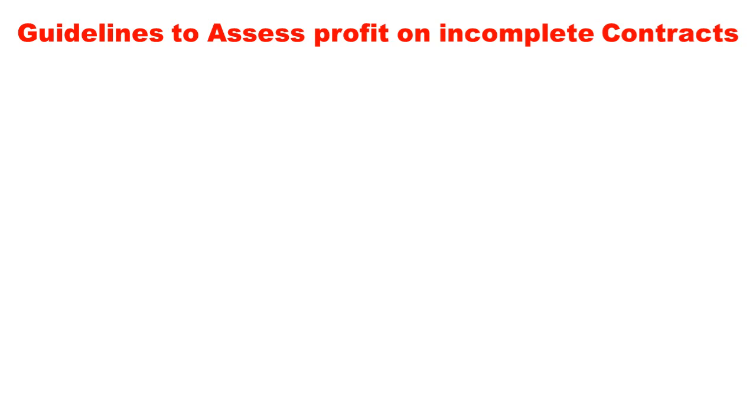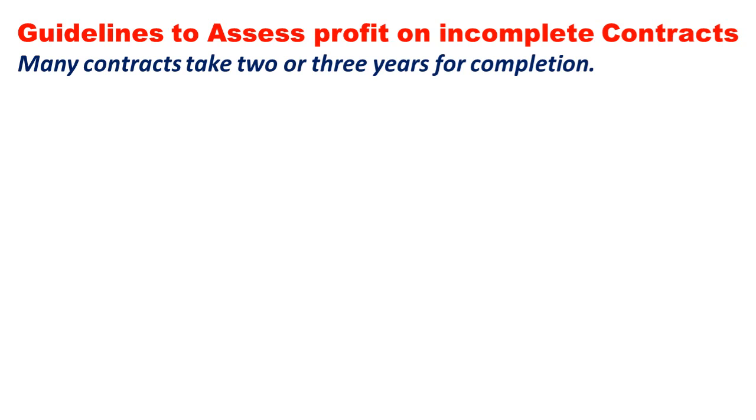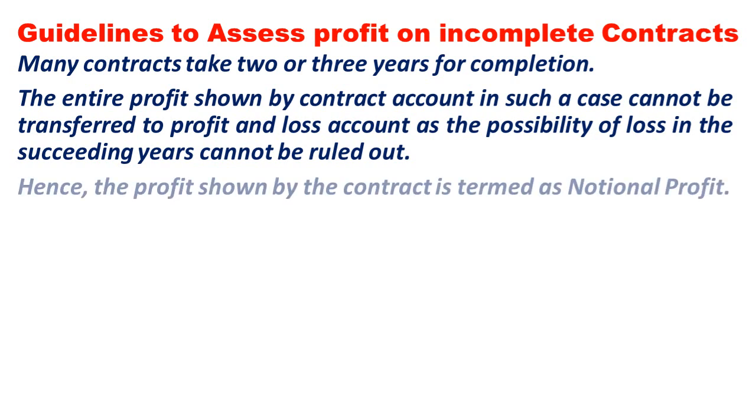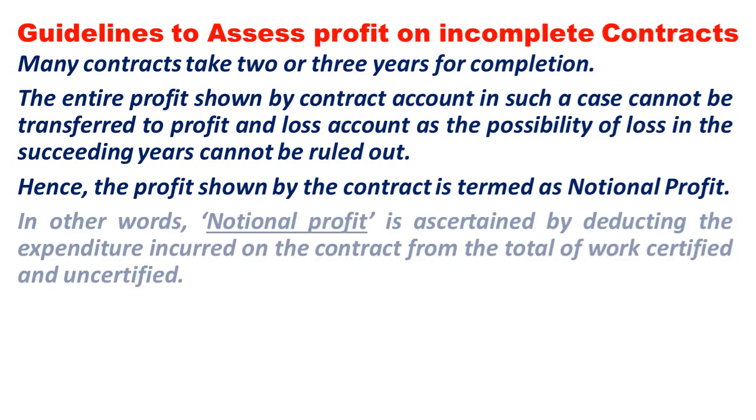on incomplete contracts. Generally what happens, the contracts will take more than 2 to 3 years for completion. In such a case, the entire profit shown by the contract account cannot be transferred to profit and loss account, as the possibility of loss in the succeeding years cannot be ruled out. Maybe you may incur loss in the future years. That's the reason why total profit will not be transferred to profit and loss account. Hence, the profit shown by the contract is termed as a notional profit. Just now I have explained the term notional profit.